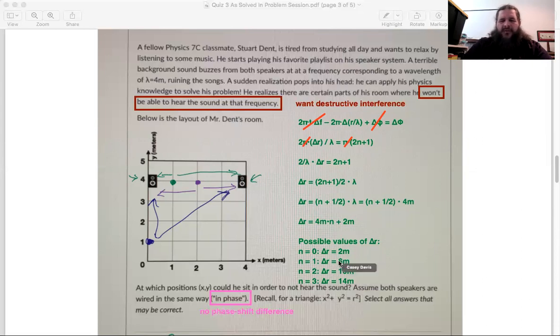So that's what we want to look for. If we can find locations where delta R is 2 meters or 6 meters or 10 meters or 14 meters and so on, those would be locations where we find destructive interference, quiet zones. Any questions on that so far?